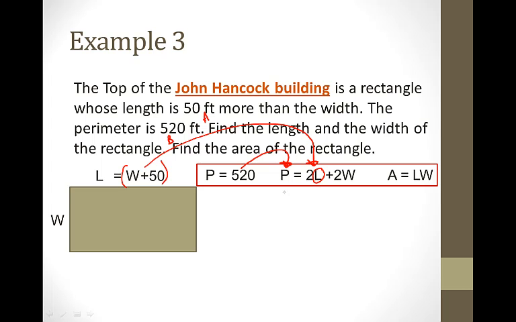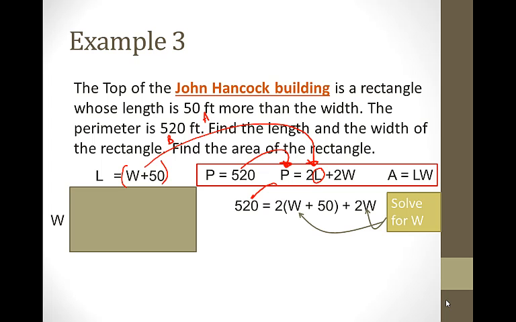Because we need one equation with one unknown. So your second line would look something like this, or exactly like this. 520, we substitute that in for P, equals 2L, this was L, plus 2W. Okay, now we need to solve for W. We can use our newly found equation solving skills, and let's go ahead and solve that for W. So we're going to distribute the 2 through. So we get 520 equals 2W plus 100 plus 2W. I clear the parentheses. Let's combine our 2W's.